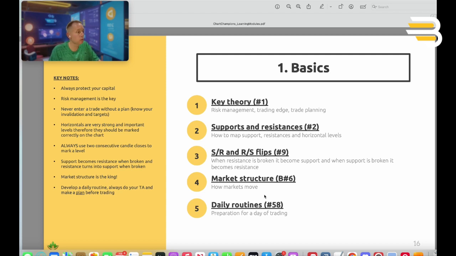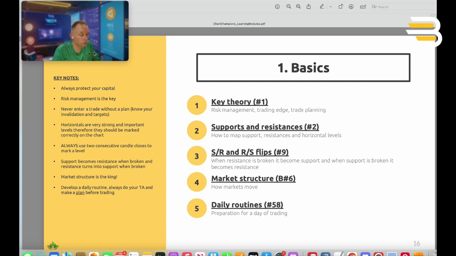For example, how I start my day, or a good way for anybody practicing technical analysis, is definitely horizontal levels. This will be a great place for you to start. Some of the key notes: always protect your capital. Risk management is the key. Never enter a trade without a plan. Know your invalidations and your targets. Horizontals are very strong and important levels. Therefore, they should be marked correctly on the chart. Always use 2 consecutive candle closes to mark a level. And we'll touch on that more.